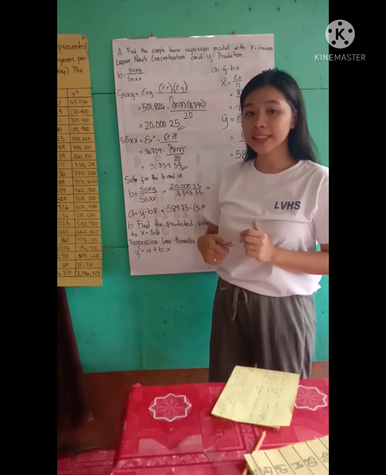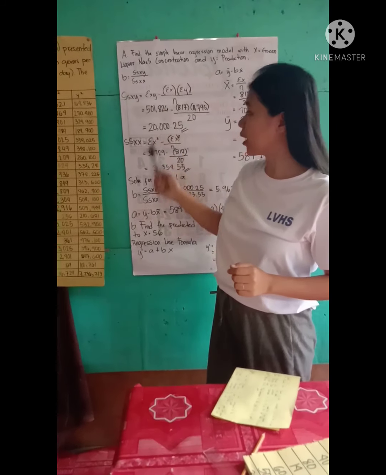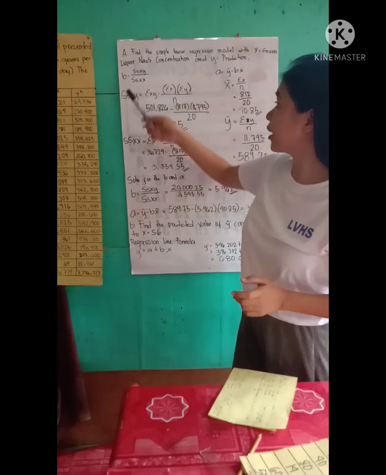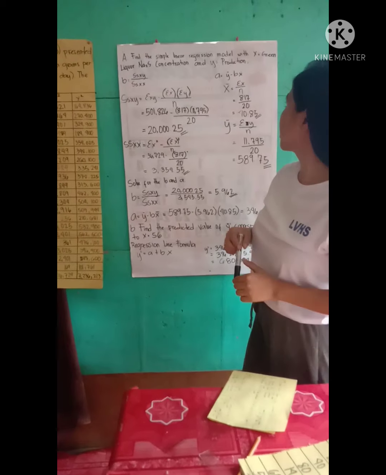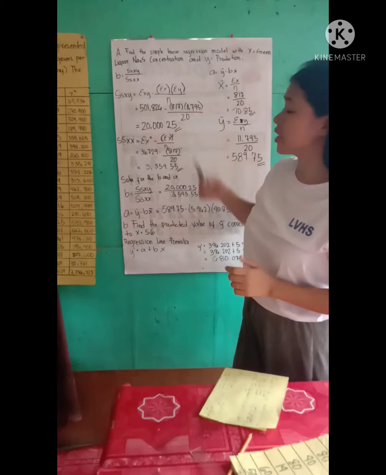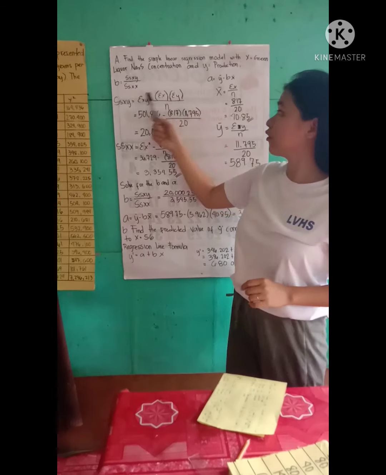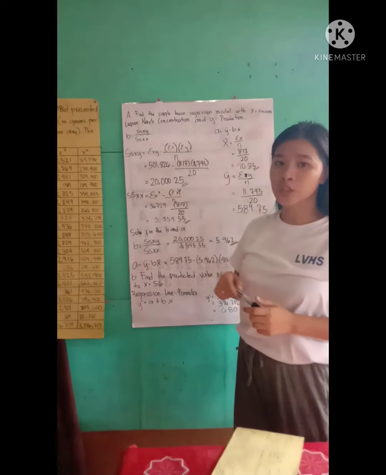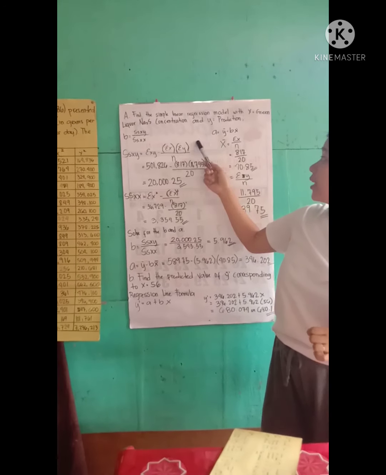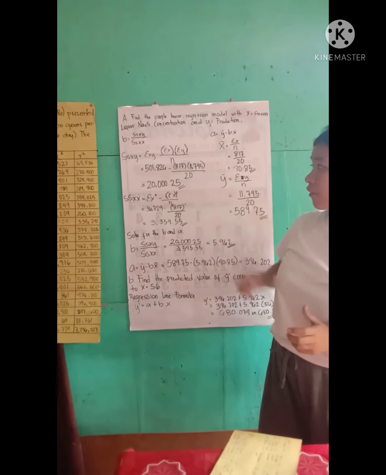As we already have a complete table, we can finally answer the questions in letter A as well as the questions in letter B. First, in the first question, letter A, find the simple linear regression model with X as the green liquor Na2S concentration and Y as the production. So, we have the formula for the B and for the A. For the B, summation of square xy divided by the summation of square xx. And for the A, it is equal to the mean of y minus B multiplied by the mean of x.